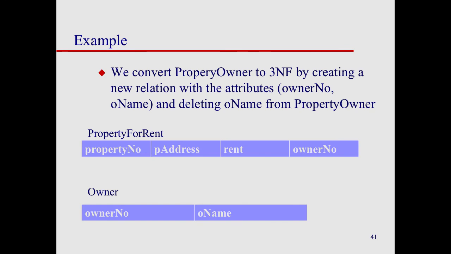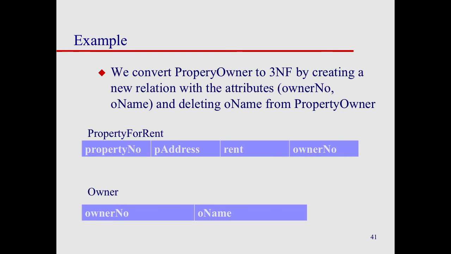So again, when we do these decompositions, the rule is the determinant appears in both the original relation and the decomposed or new relation. The right-hand attributes are deleted from the original relation and they are transferred to the new relation. And again, we have eliminated an insert anomaly where we couldn't insert an owner without having a property.